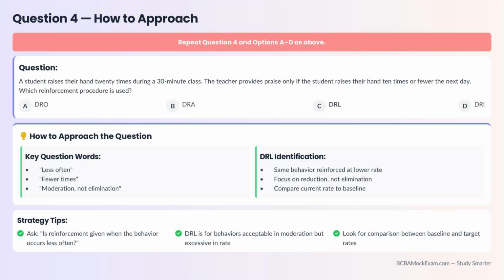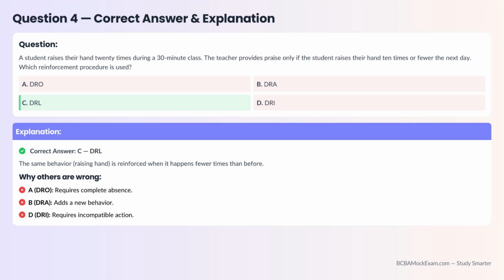To recognize DRL, look for phrases like "less often," "fewer times," "no more than X times," or an explicit comparison between a baseline rate and a target rate. In DRL, the behavior itself is acceptable in moderation. We don't want to eliminate it entirely. The exam often uses examples like raising a hand, asking questions, or snack requests, things that are fine as long as they don't dominate the whole session. If the goal is moderation, not complete absence, and reinforcement is contingent on staying under a certain count, that points you to DRL. The correct answer is C, DRL.